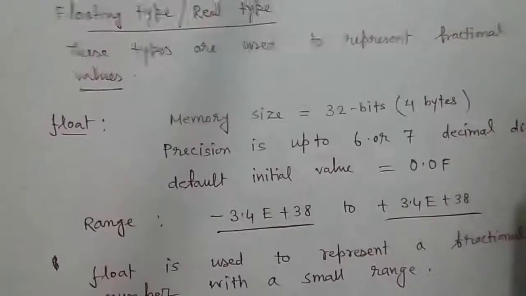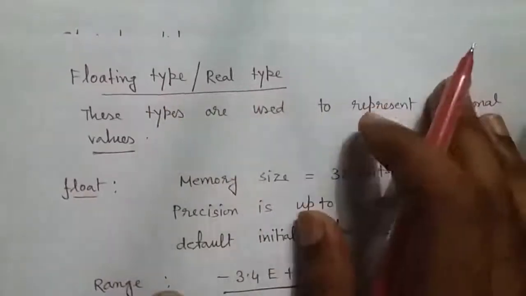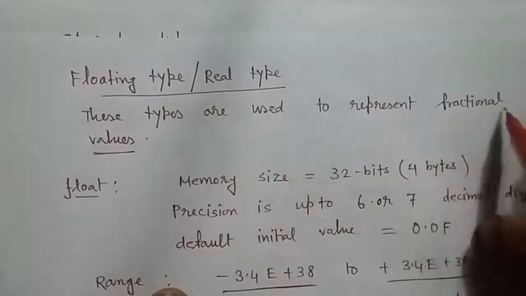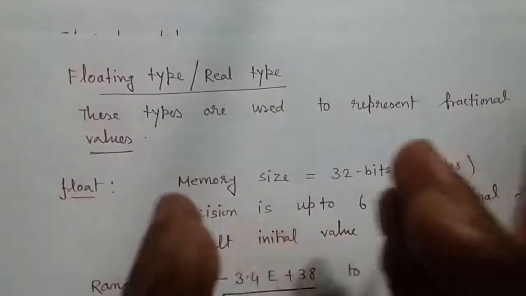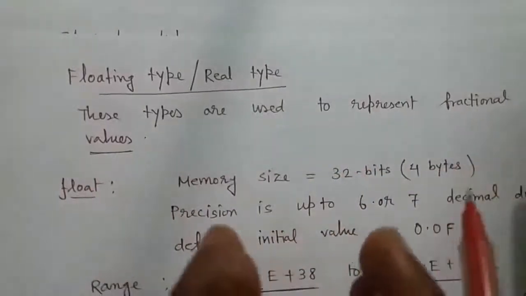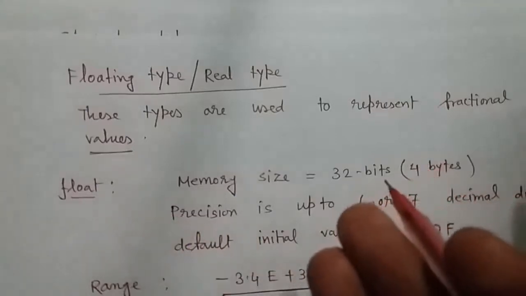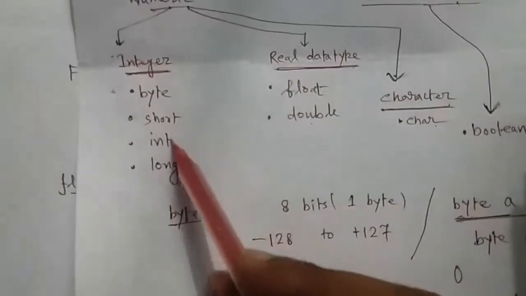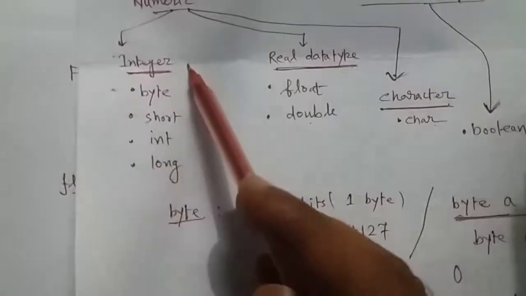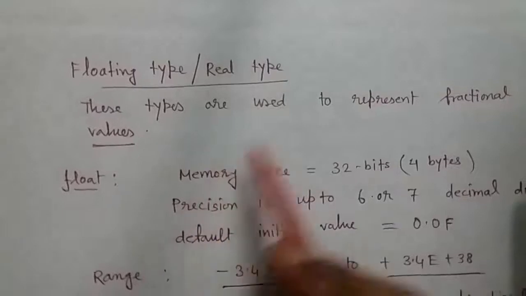At first, as you can see, we will discuss the floating type or real type. Floating type or real type means these types are used to represent fractional values. To represent integral values, that means integer values, we use integer data types. Integer data types means byte, short, int and long. But here floating data types are of two types.